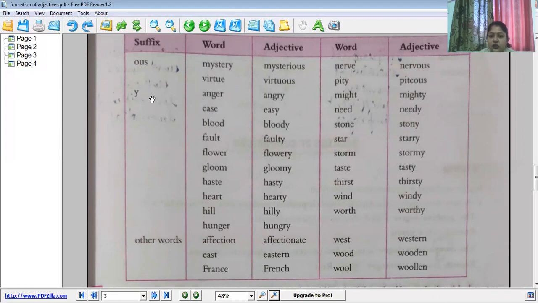Need, needy. Stone, stony. Star, starry. Storm, stormy. Taste, tasty. Thirst, thirsty. Wind, windy. Worth, worthy. Some other words are: affection will become affectionate. East will become eastern. France will become French. Okay. Then China will become Chinese. West will become Western. India will become Indian. Okay. Wood will become wooden. Wool will become woolen.